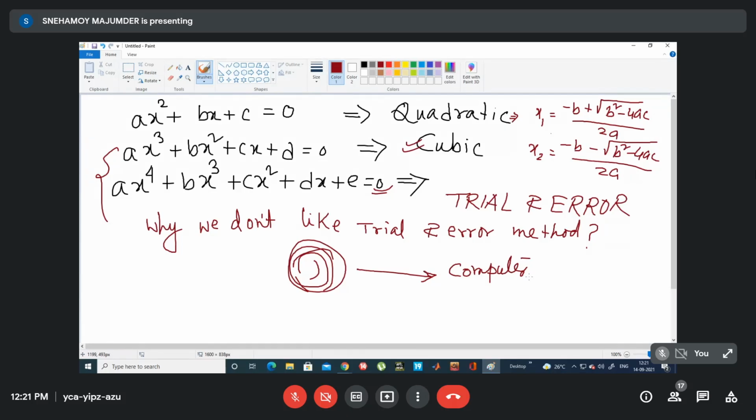And obviously, while doing so, in that trial and error method, we have to keep in mind what the errors are, how to minimize those errors, and ultimately get a converged solution.